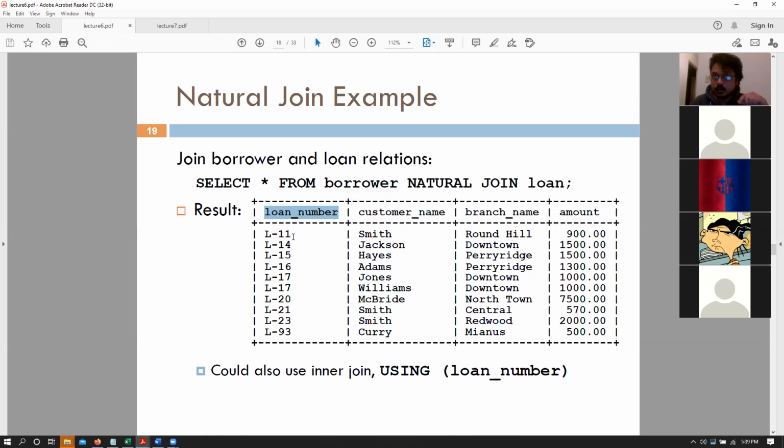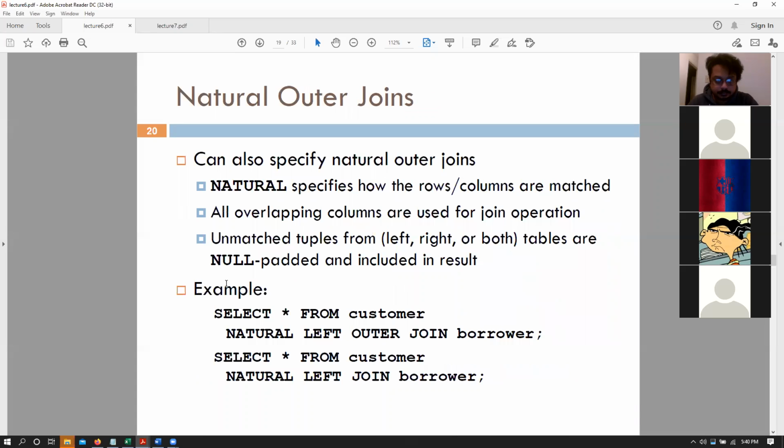Because of that, the common attribute gets to be the first attribute in your schema, followed by all the attributes in your borrower table, followed by all the attributes in your loan table, right? We can also write the same thing by saying select star from borrower join loan using loan number. So that also means the same thing as performing a natural join. Okay.